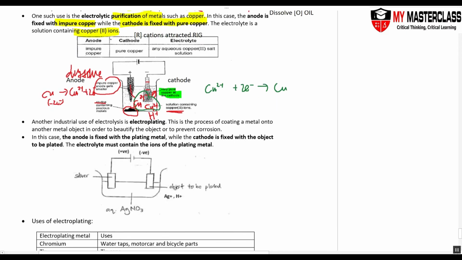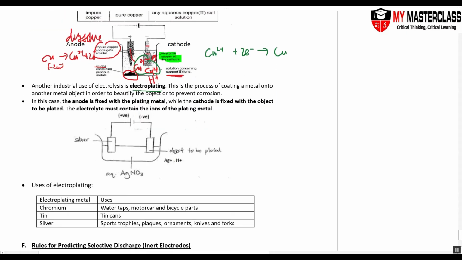Another process that we use in the industries is called electroplating. This process coats a metal onto another metal object in order to beautify it. It could be gold plating, silver plating, copper plating, etc. The anode is fixed with the plating metal, while the cathode is fixed with the object to be plated. Remember, when the electrodes are reactive, the anode will dissolve. This is the metal to be plated around the object.